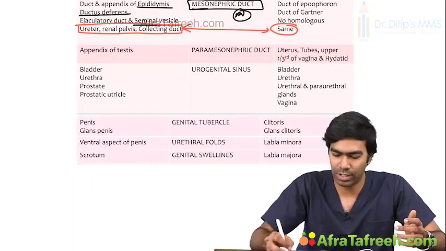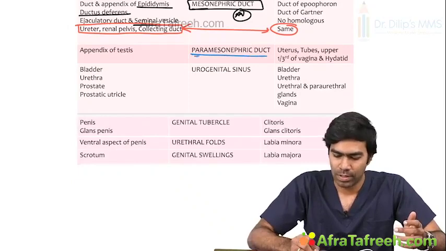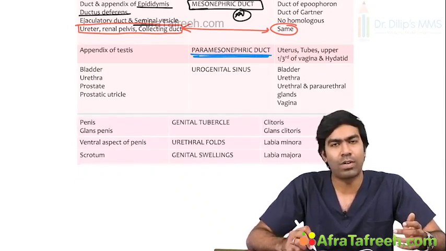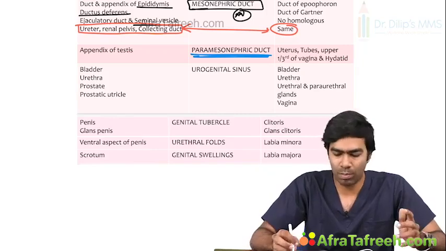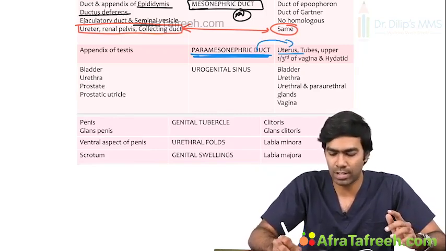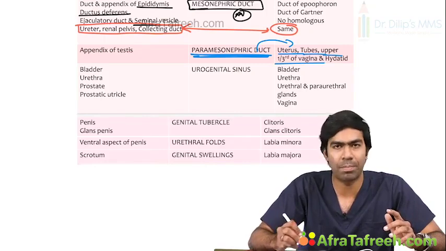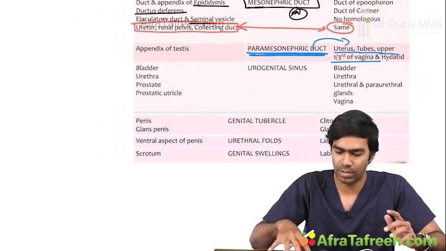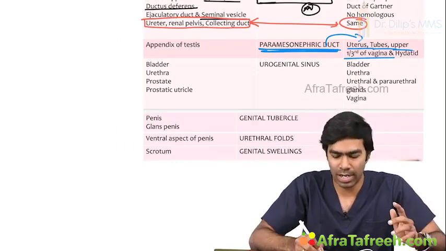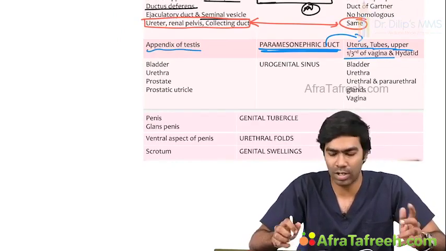And you have a paramesonephric duct. This is otherwise referred to as the Mullerian duct, which is very, very important for female internal genital structures like uterus, fallopian tubes, the upper part of the vagina, and the cervix. And in males, it's not that important. They're going to form a vestigial structure called the appendix of the testis.